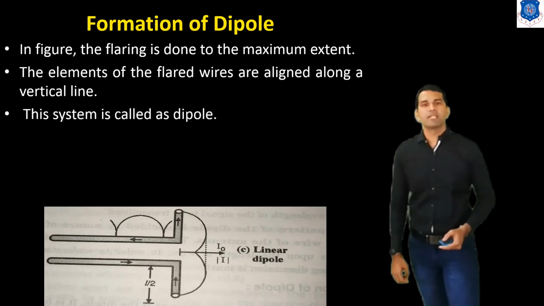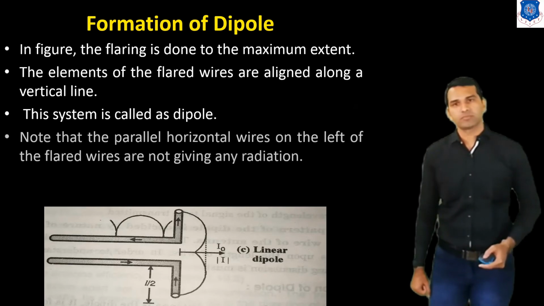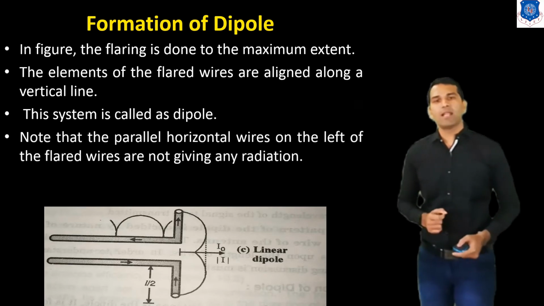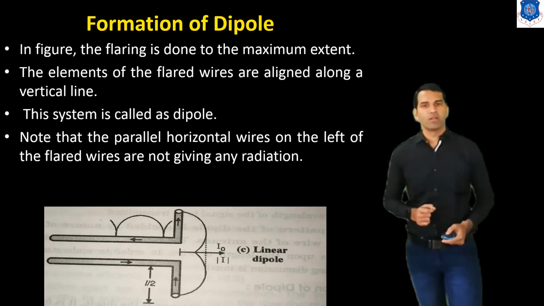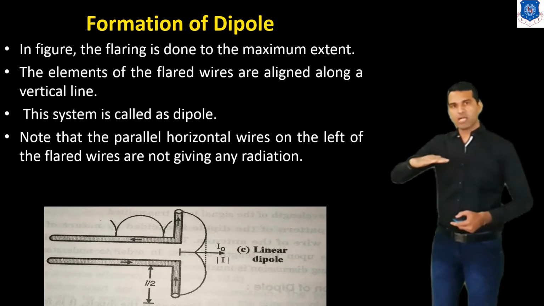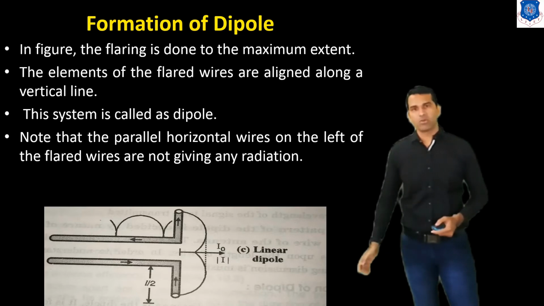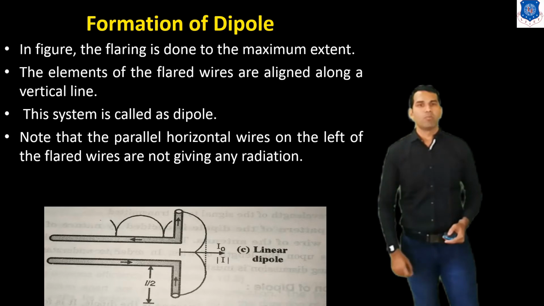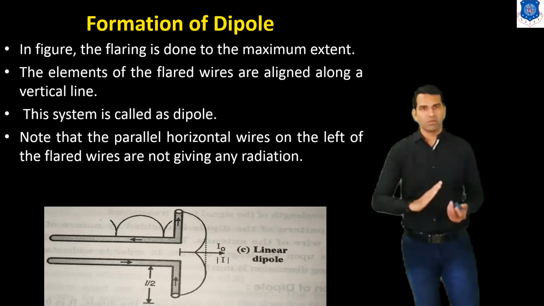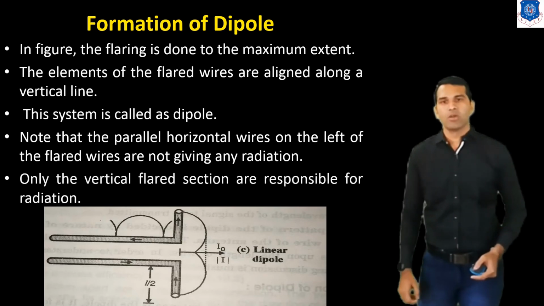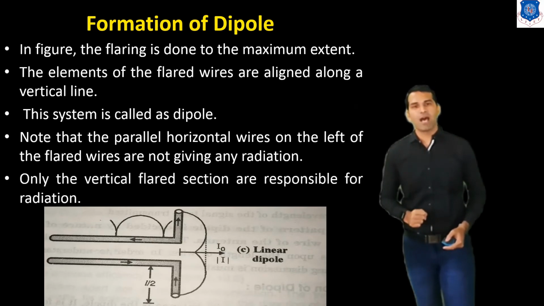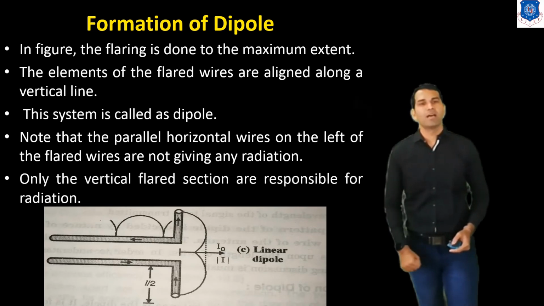This system is called the dipole. Note that the parallel horizontal wires on the left of the flared wire are not given any radiation. That means the horizontal wire we have seen does not give any radiation. But this vertical wire, that means the wire we have flared, gives the radiation. Only the vertical flat sections are responsible for the radiation.